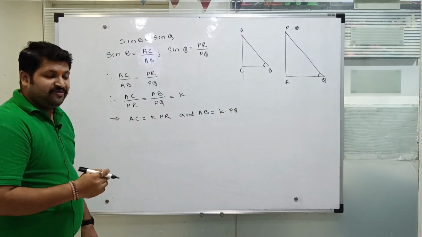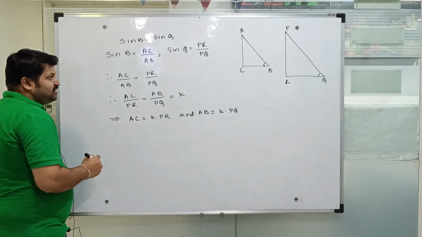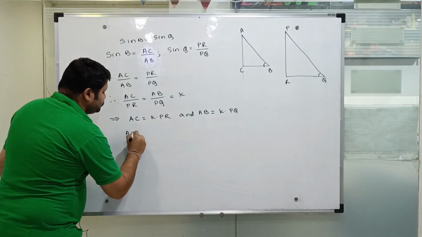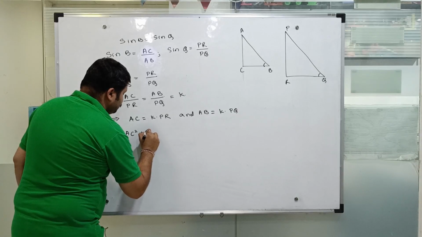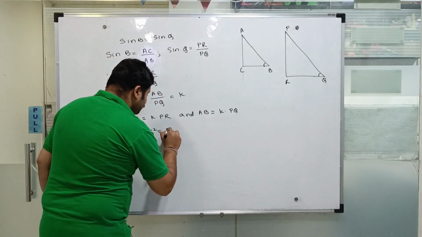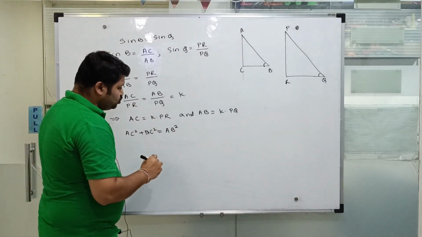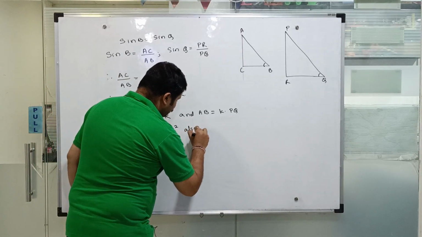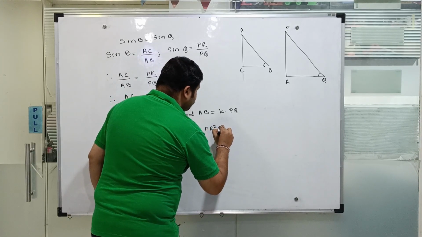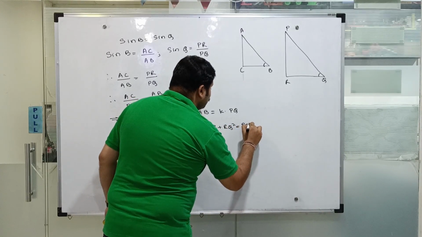Now, what can we say after this? If we look at the triangles, then we can say that AC square plus BC square is equal to AB square by Pythagoras theorem, and also PR square plus RQ square is equal to PQ square.